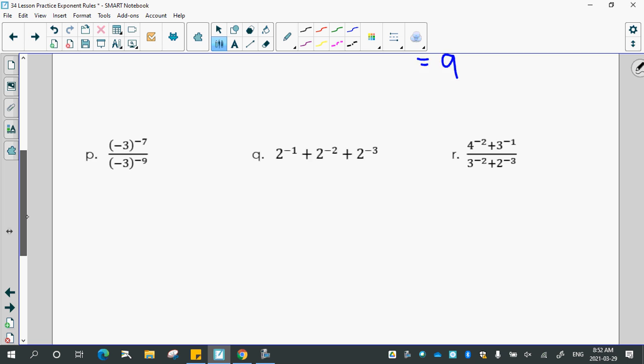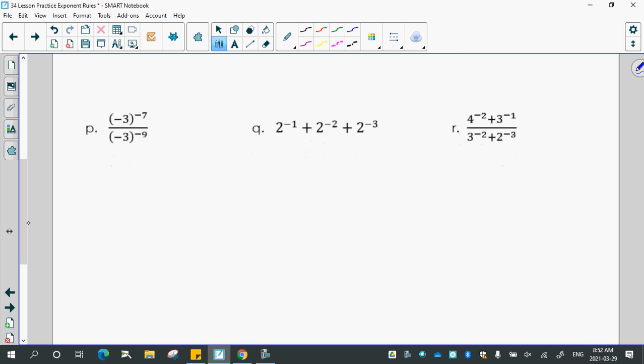Okay, so we're on the next step here. What rule could we use for P? Subtract, good, so keep the base, so I'm going to keep the base in brackets as well, and subtract the exponents. Be careful, -7 subtract -9 is actually +2, okay? So careful with that, and then -3 times -3 is +9.